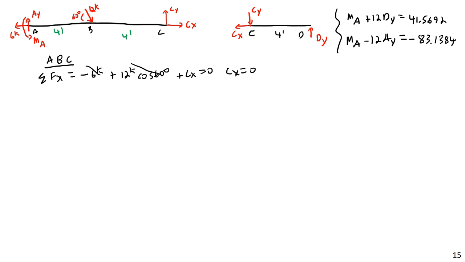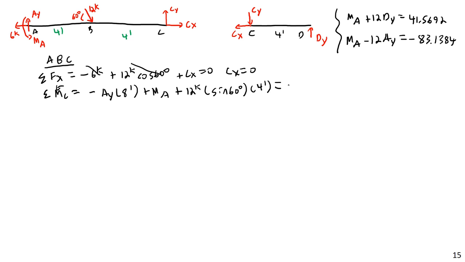So next, I think we're going to do a balance of moments about joint C. The reason I'm choosing to do that is that the unknowns that will appear there are AY and MA. That's going to give me another equation of equilibrium that I can combine with this one to solve for both MA and AY. So I'm going to take moments about joint C this time. I will have negative AY times a moment arm length of 8 feet, plus MA, and then plus 12 kips times the sine of 60 degrees times a moment arm length of 4 feet.